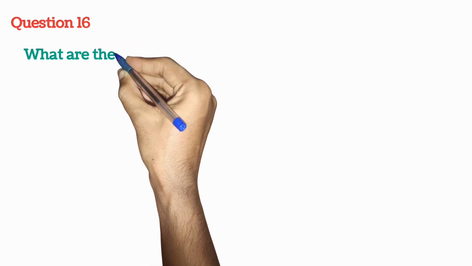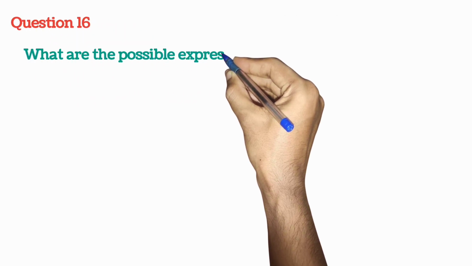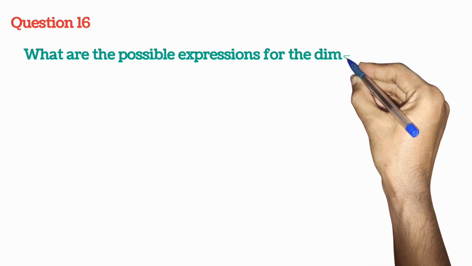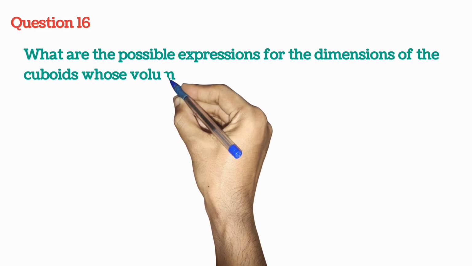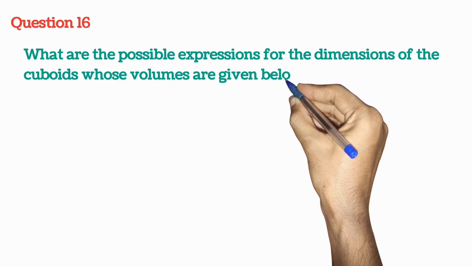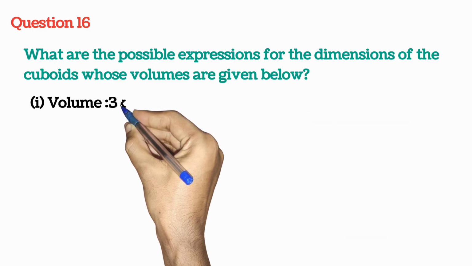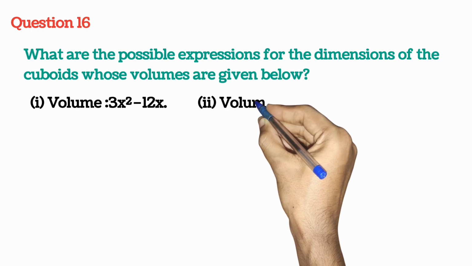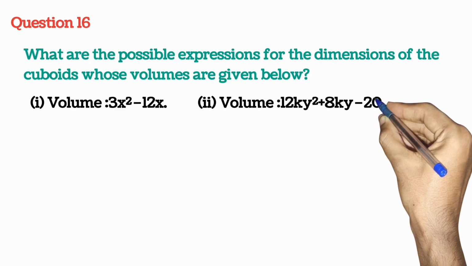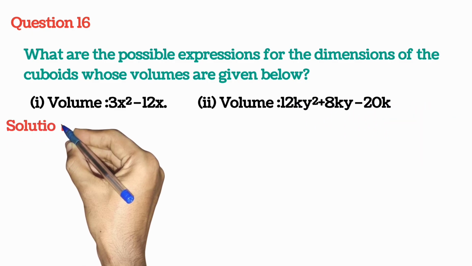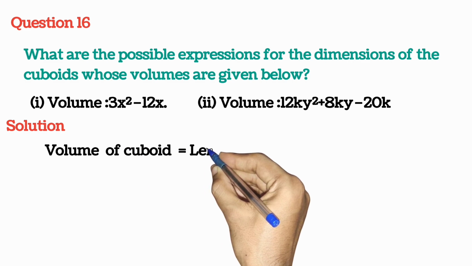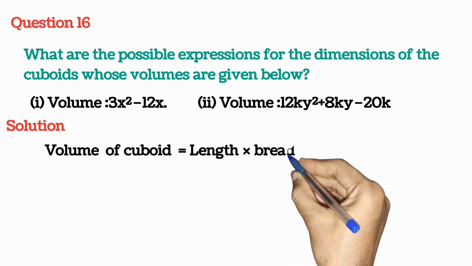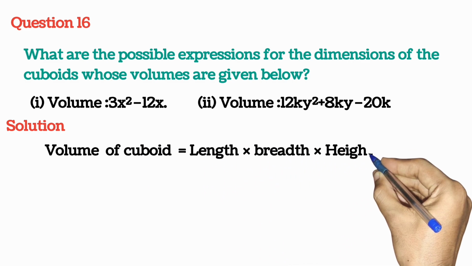Look at question number 16. What are the possible expression for the dimensions of the cuboids whose volume are given below? First volume is equal to 3x square minus 12x, and second volume is equal to 12ky square plus 8ky minus 20k. As we know, volume of cuboid is equal to length into breadth into height.